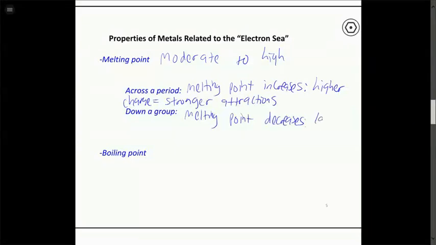This is because larger metal ions, as we've talked about, have weaker attractions to the electron sea.